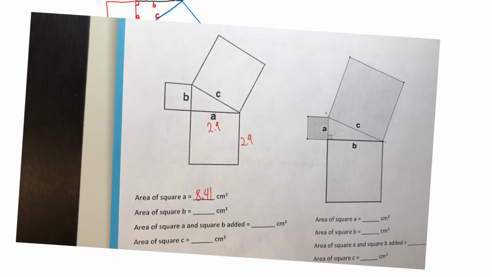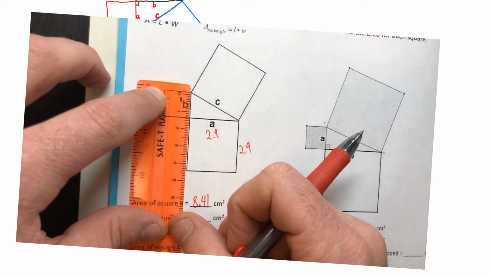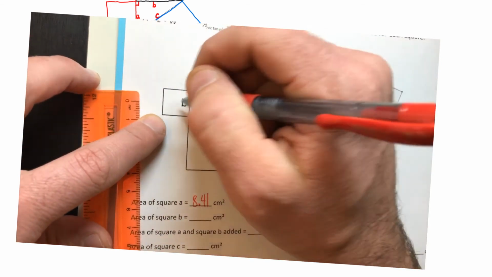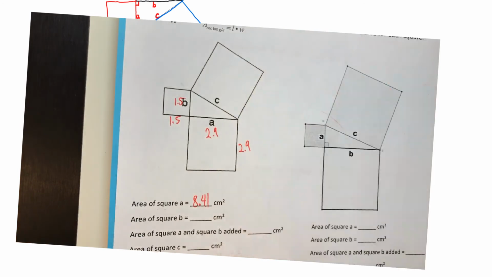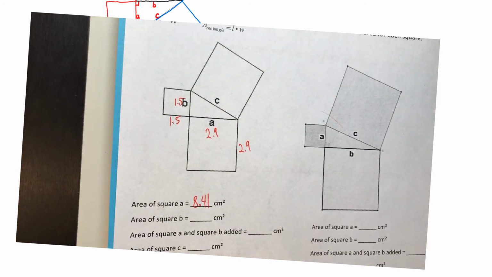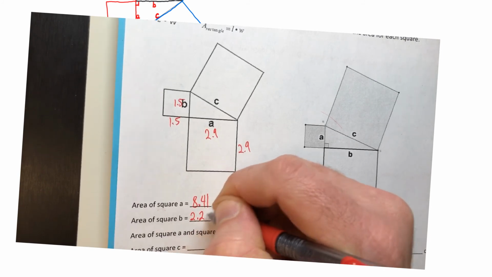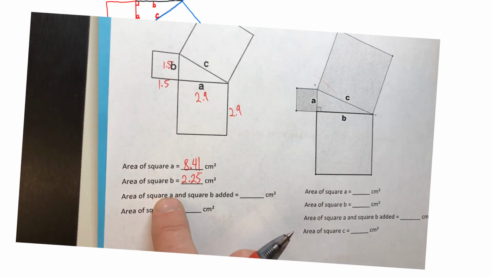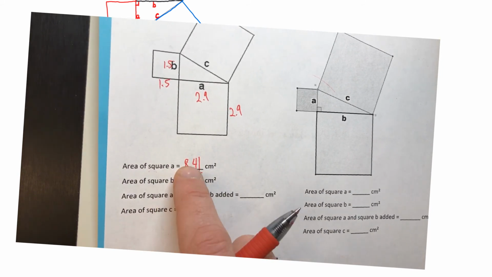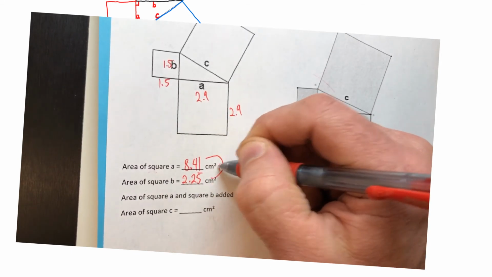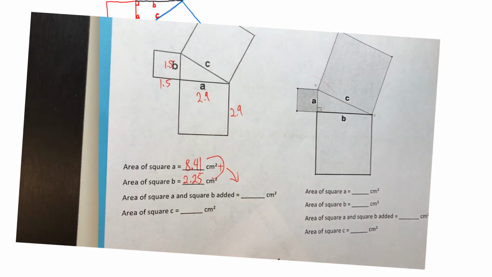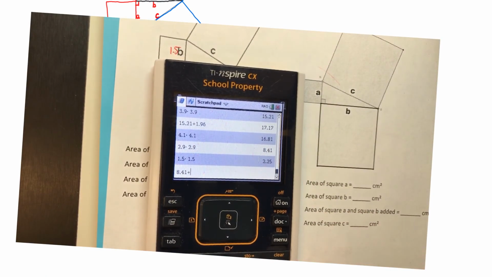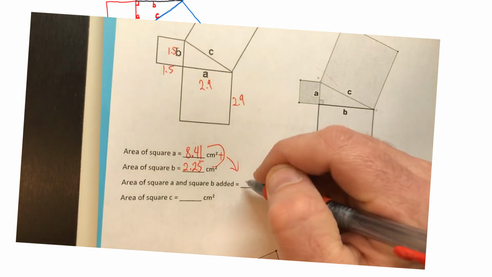Okay, let's find the area of square B. Okay, so what is the width or the length of this square? Okay, about 1.5. So 1.5 by 1.5. That's what? 2.25. Now, on this next line, what I want you to do here is just add the area of square A and square B. So if you take this number and this number, just add these two up to give you this right here. 10.66. So I'm going to do 8.41 plus 2.25 and 10.66.